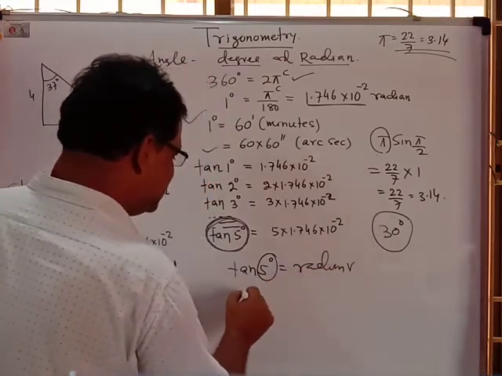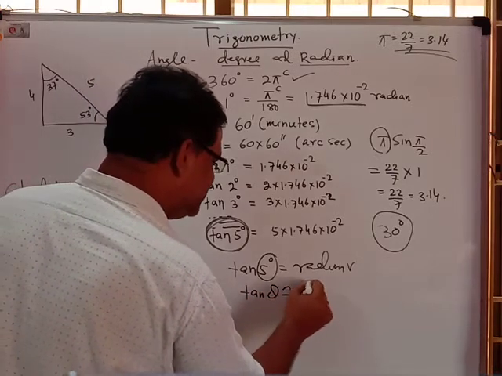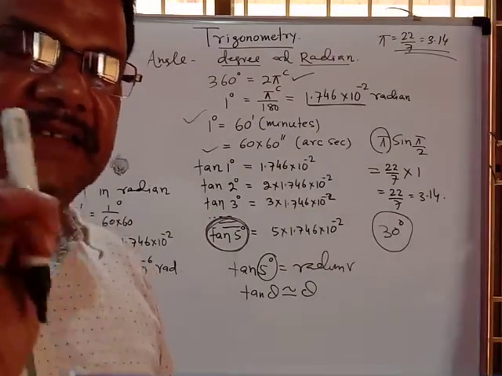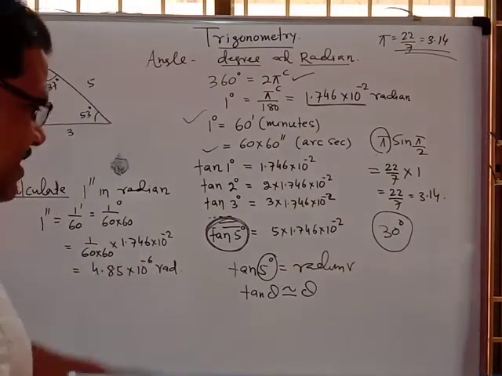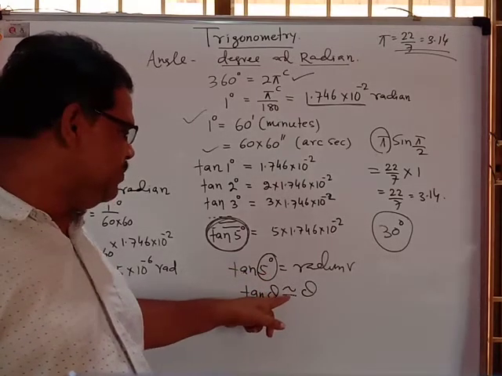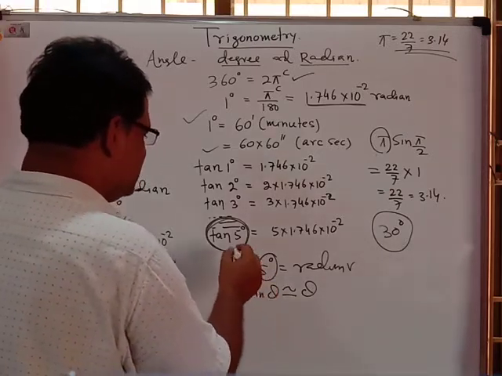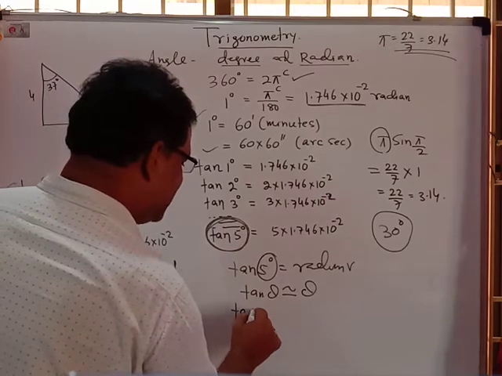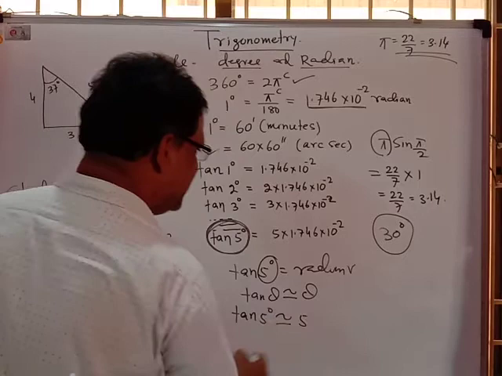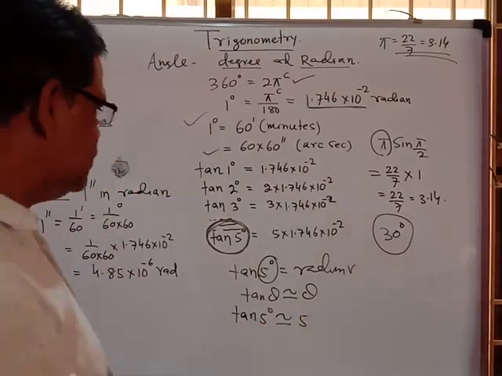That means tan theta will be equal to theta, if theta is a very small quantity. So here tan 5 degree is a very small angle, so tan 5 degree will tend to 5 degree in radian. So tan 5 degree will be nearly equal to its radian value, that is, 5 degree will be converted into radian.